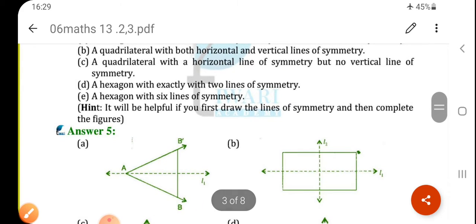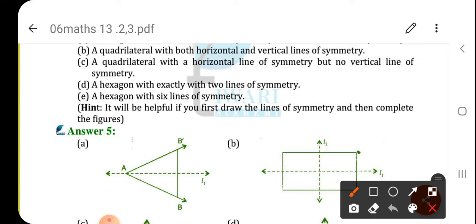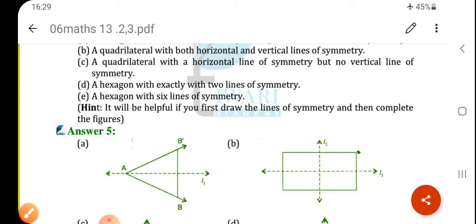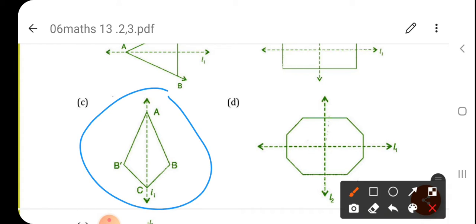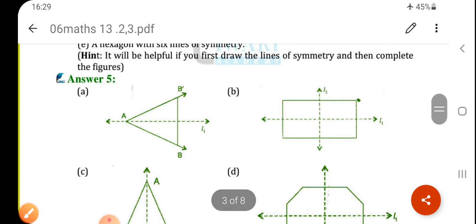Second one, a quadrilateral with both horizontal and vertical lines of symmetry. In that quadrilateral, yes, it's a rectangle. Third one, a quadrilateral with a horizontal line of symmetry but no vertical line of symmetry. It's this kind of kite quadrilateral. So here a vertical line of symmetry is possible, horizontal is not possible. If you draw a horizontal line of symmetry, then the upper and lower parts are different from each other.